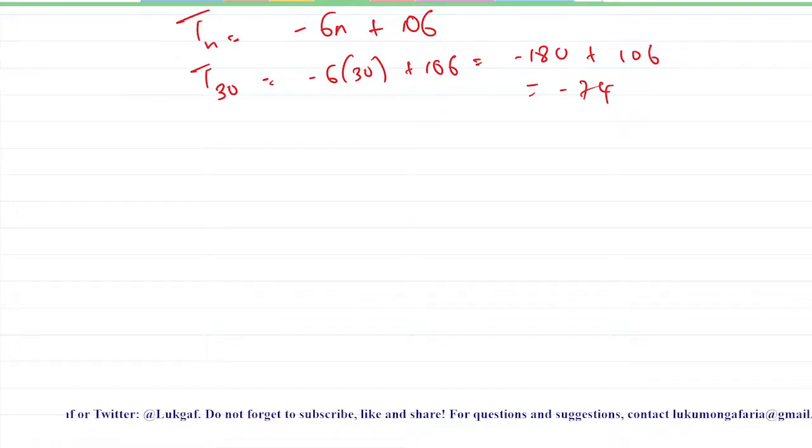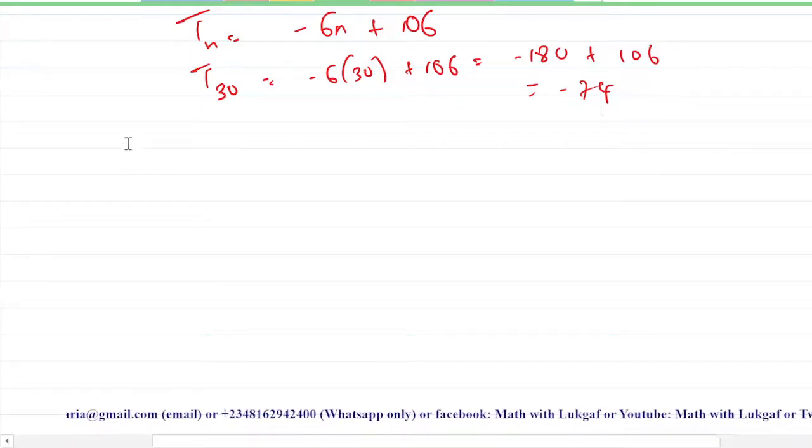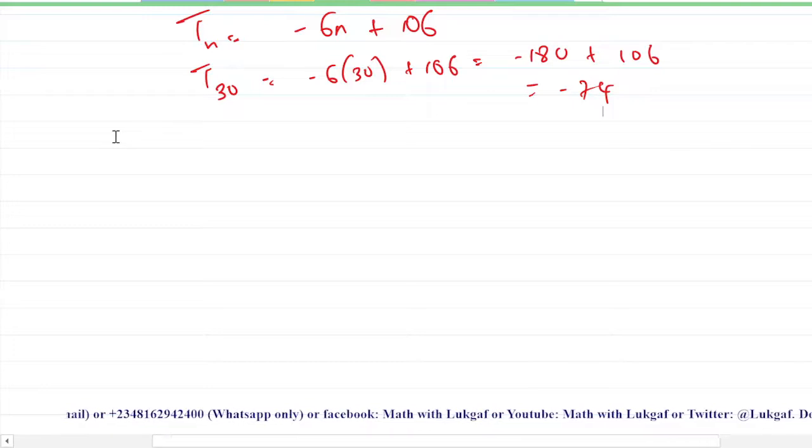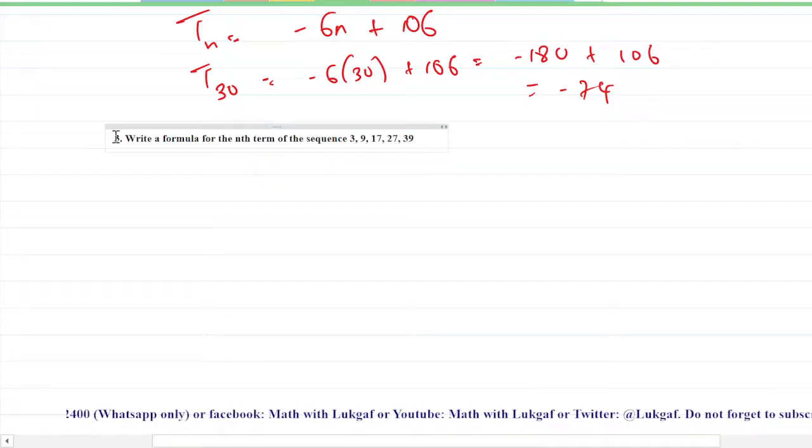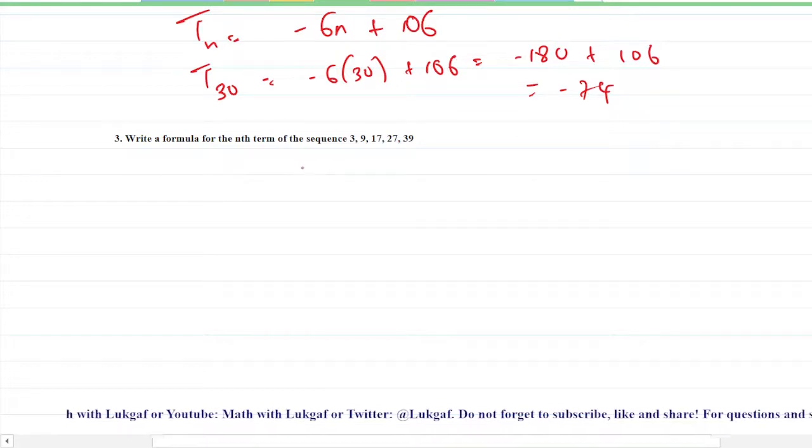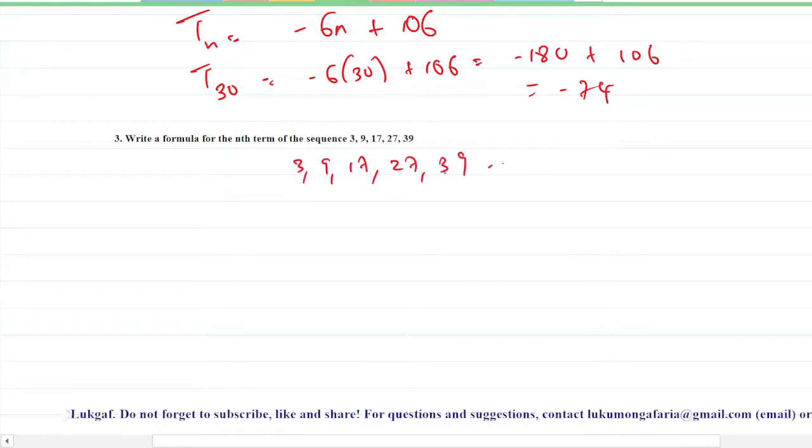So to conclude, let me give you another example. For another example here, when the term is non-linear, how are you going to approach that? That's what I'm going to do here. Example 3: write the formula for the nth term of the sequence 3, 9, 17, 27, 39. You understand now?